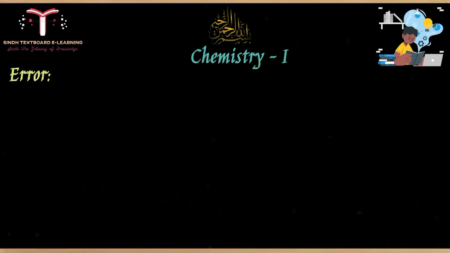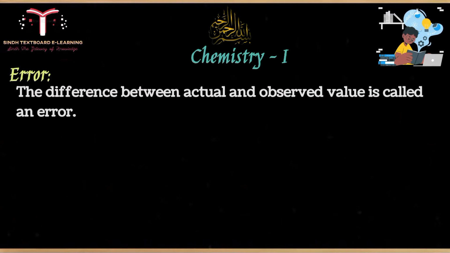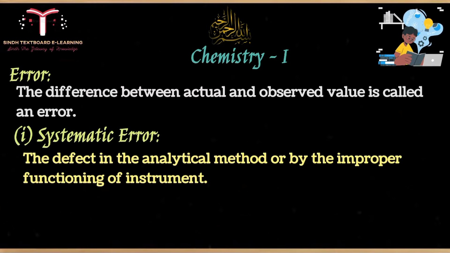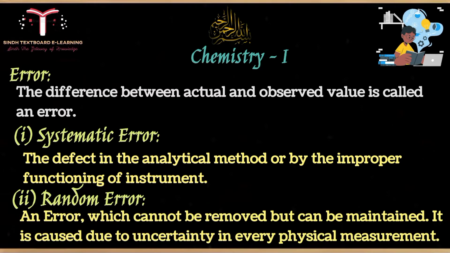Moving towards the next topic, error. The difference between the actual and observed value is called an error. Errors depend on either the instrument or human error. There are two types of errors. Systematic error is a defect in the analytical method or caused by improper functioning of the instrument. If the instrument is not proper, then this error is known as systematic error, and it can be corrected.